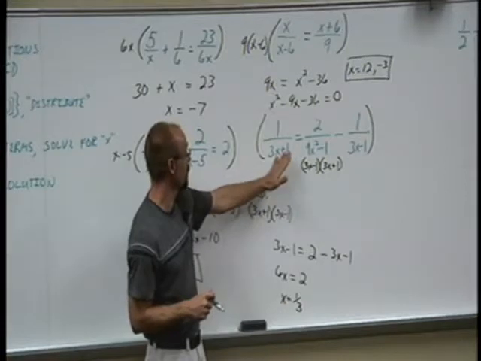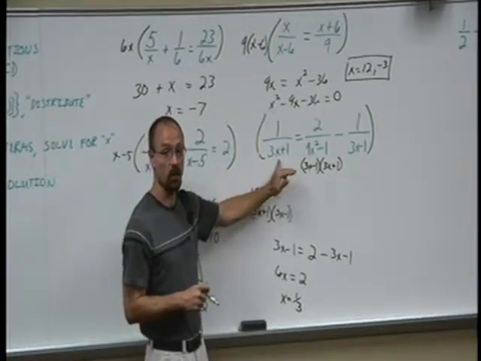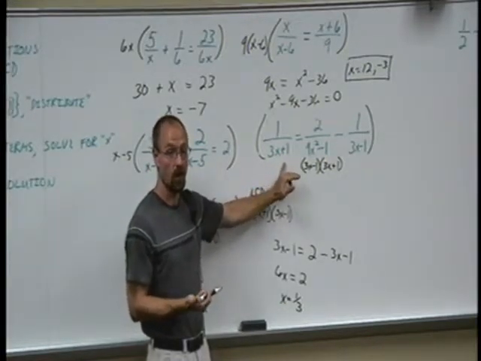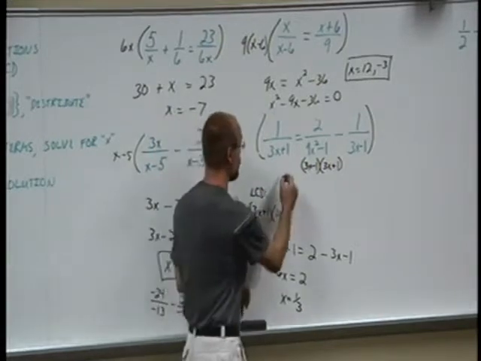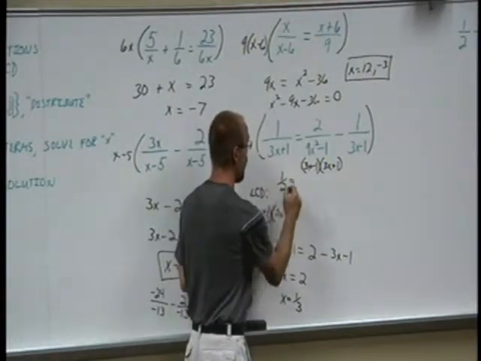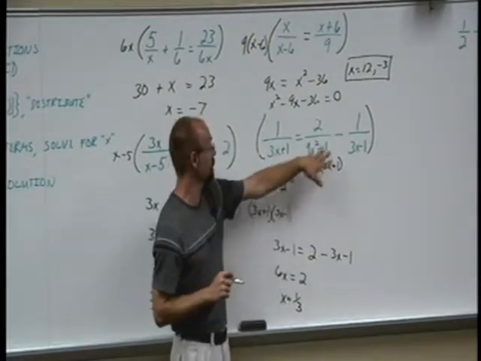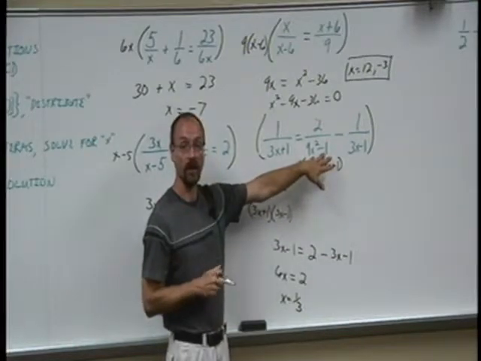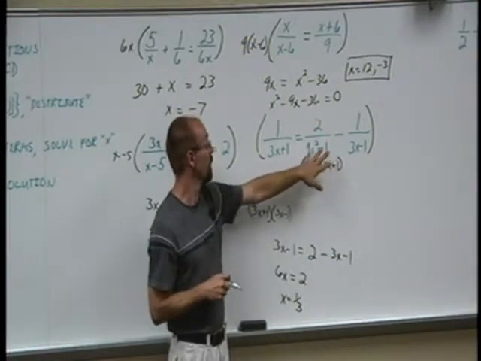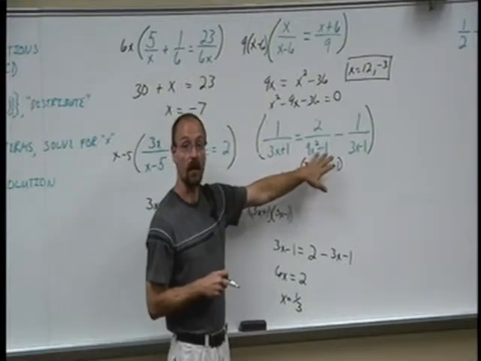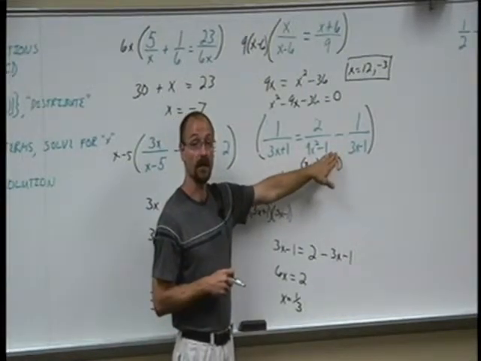Because if I plug in a 1/3 here, 3 times 1/3 is 1. 1 plus 1 is 2. So here, when I'm checking it, I get 1/2. When I plug it into here, 1/3 squared is 1/9. 1/9 times 9 is 1. 1 minus 1 is 0.